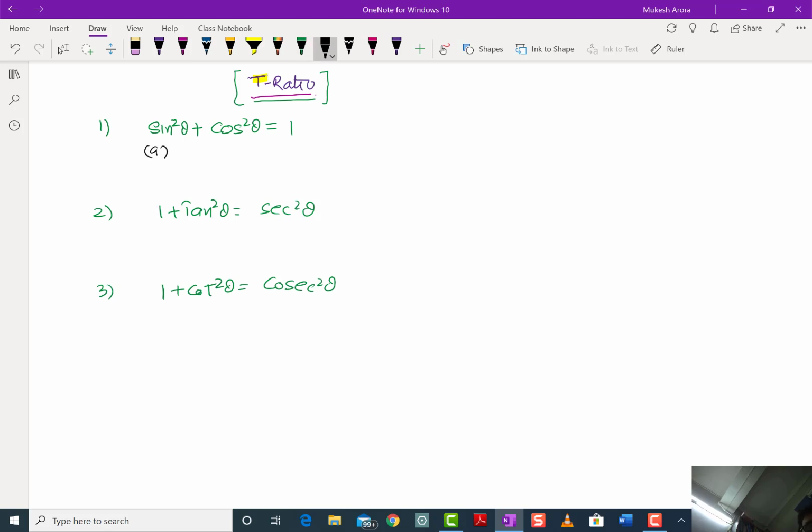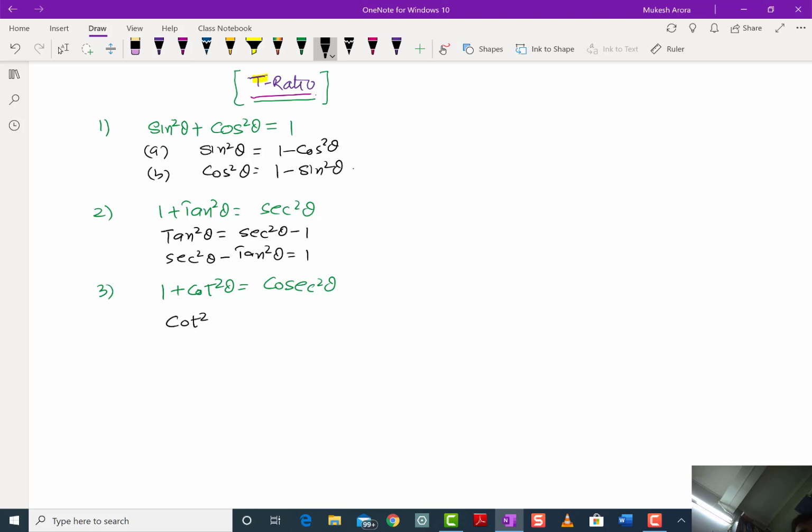After that, two identities we can derive: sine square theta is equal to 1 minus cos square theta, and cos square theta is equal to 1 minus sine square theta. From here, tangent square theta is equal to secant square theta minus 1, and secant square theta minus tangent square theta is equal to 1. Cot square theta is equal to cosecant square theta minus 1, and cosecant square theta minus cot square theta is equal to 1. So these are the three identities.